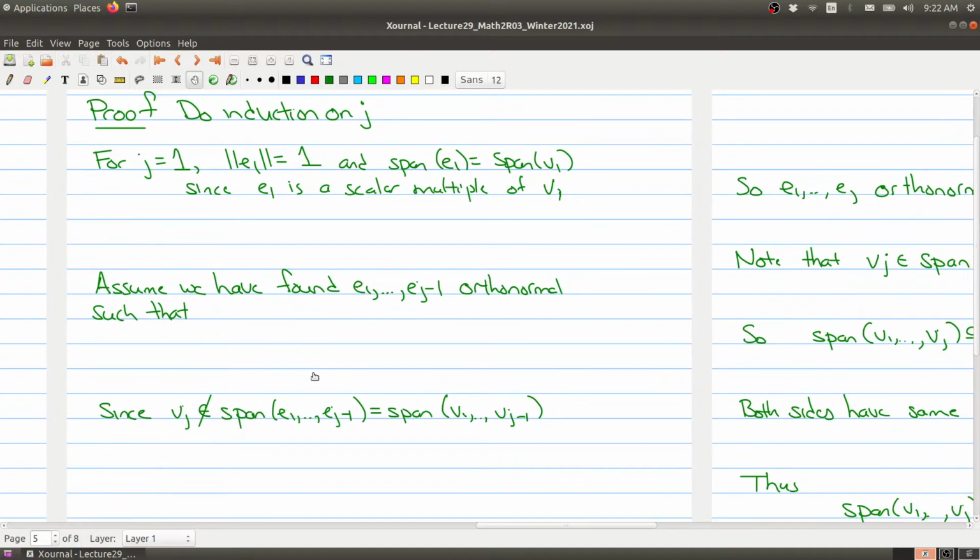Now what we're going to do is assume that whenever we're given j minus 1 linearly independent vectors, we can find e1 through e(j minus 1) that are orthonormal, such that the span of these is equal to the span of the vectors v1 up to v(j minus 1). The vector vj is not in the span of v1 through v(j minus 1), because the vectors were linearly independent, and these are the same subspace.